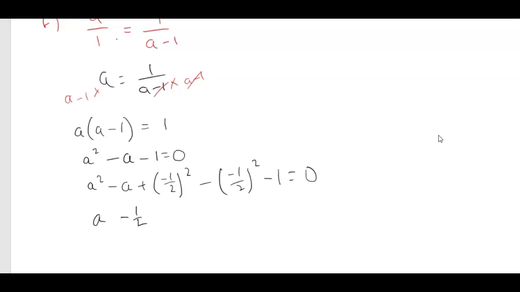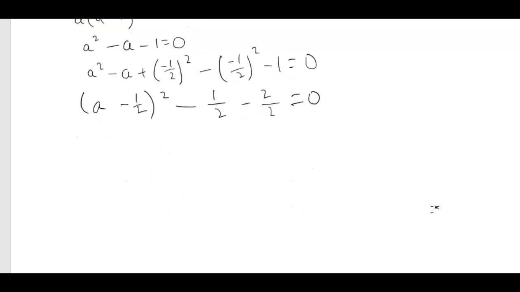Okay, so A minus a half, that's all squared. All right, and then we've got -1 over 2 squared. So it's a negative, so it does become a positive. And then when you square a fraction, you square your numerator, so 1 squared is 1, and you square your denominator, so 2 squared is 2. Now, because I'm dealing with a fraction here, I'm going to turn that -1 into a fraction as well, so it's going to be negative 2 on 2. So 1 is the same as 2 on 2. Just having the same denominator makes it easier to add your fractions.